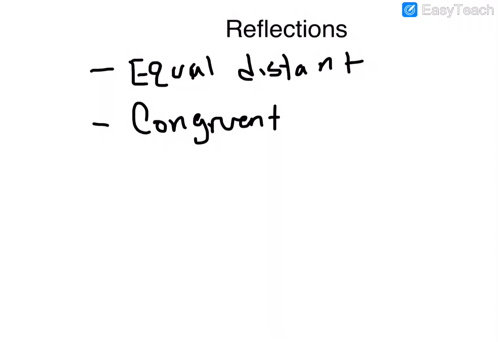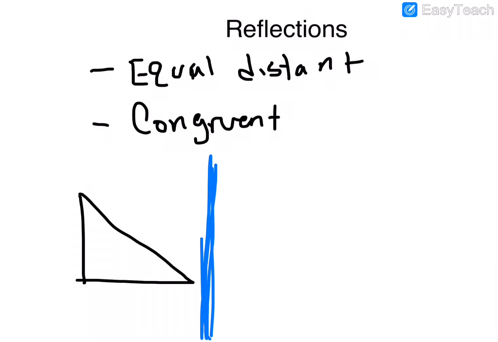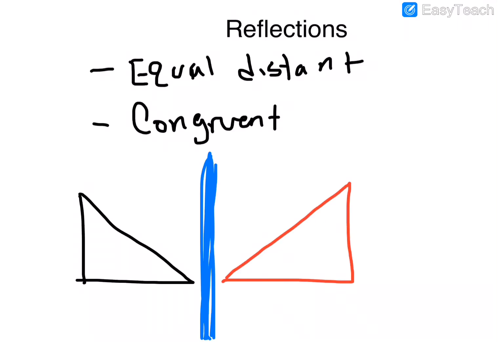So reflections are equidistant and they're congruent. What that means is this: if I have this triangle right here, and I am trying to reflect it across this blue line. Okay, so here's my blue line, and I'm trying to reflect that triangle across the blue line. My triangle will be somewhere like this.